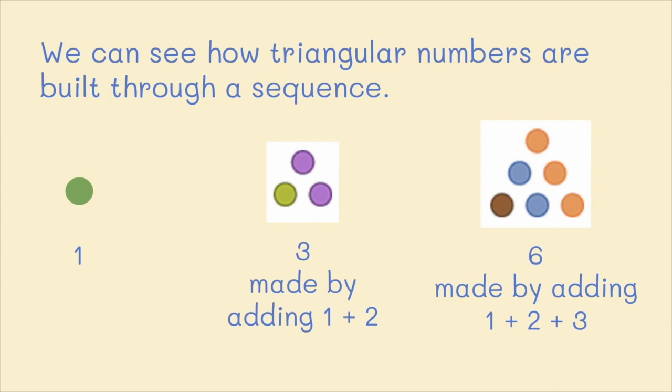Let's see how we're just adding another row on the side there in the orange to build our triangle. It's still an equilateral triangle because there's the same number of dots on each side, but we've added the next number on.